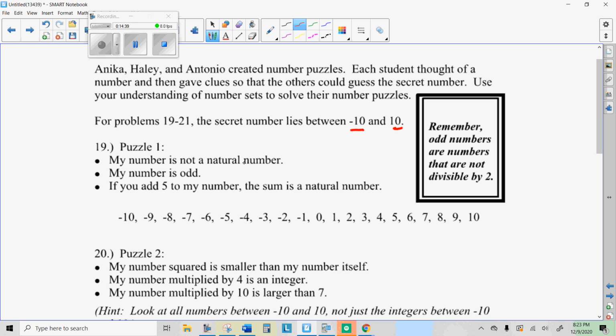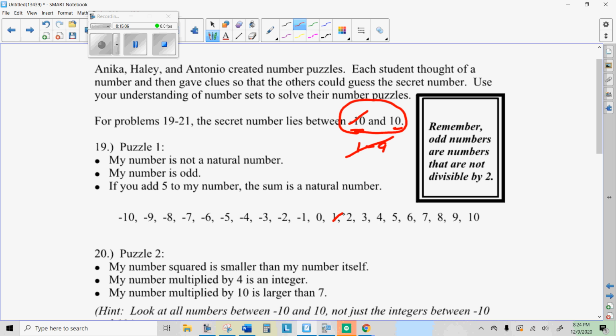My number is not a natural number. Okay, it's not a natural. So think of the numbers in this group that aren't natural. So you have to take out 1 through 9. My number is odd, so you can't have these even negatives now. If you add 5 to my number, the sum is a natural number. So let's cross them out.